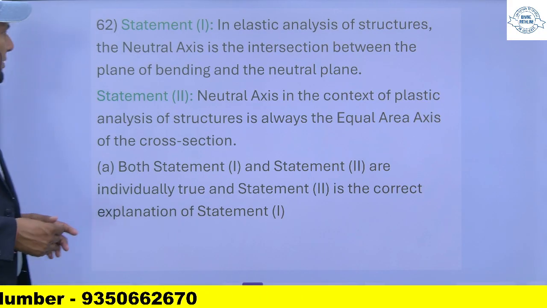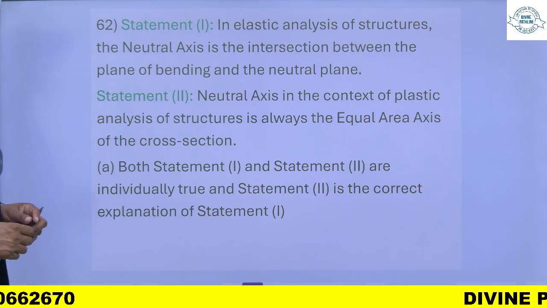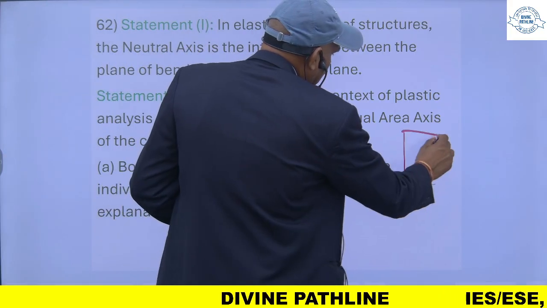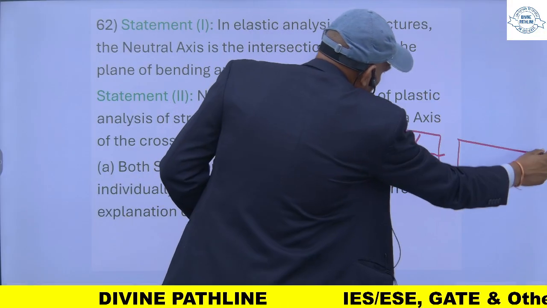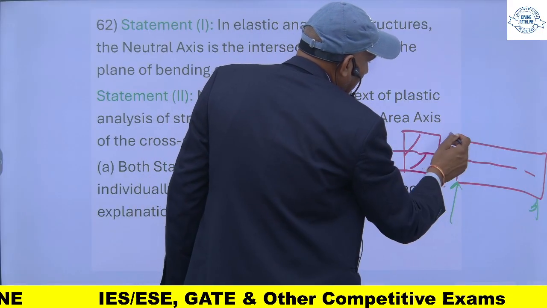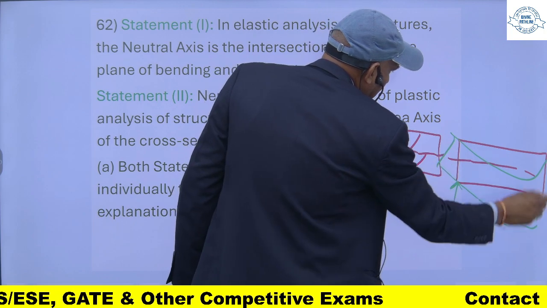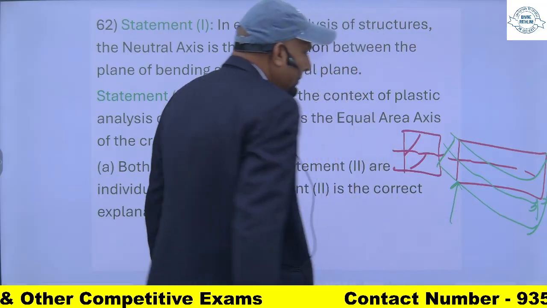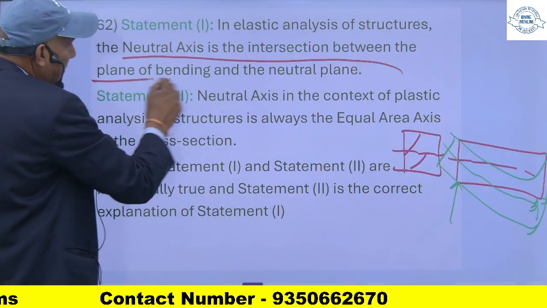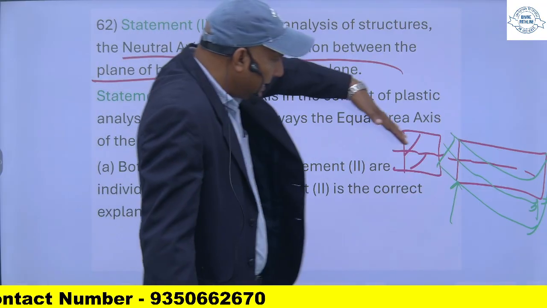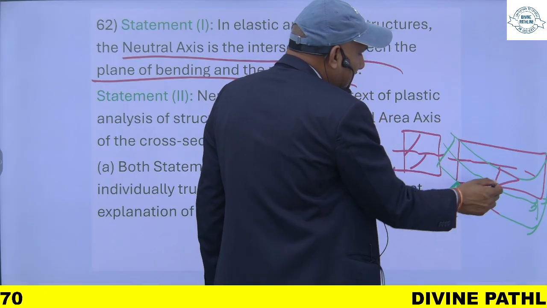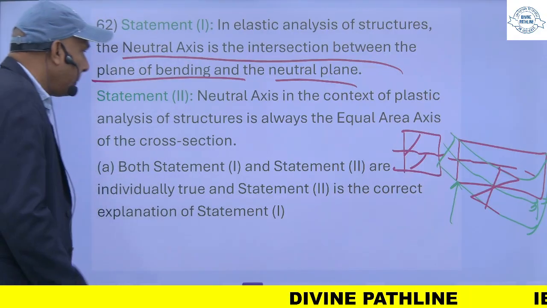In an elastic analysis of structures, the neutral axis is the intersection between the plane of bending and the neutral plane. Yes, as we know, this is a square section, this is the neutral axis. So it will bend like this. So the neutral axis is the intersection between the plane of bending and the neutral plane. Yes, it will bend along these planes. So above the top it will be like this, and at this plane the bending stresses will be 0.